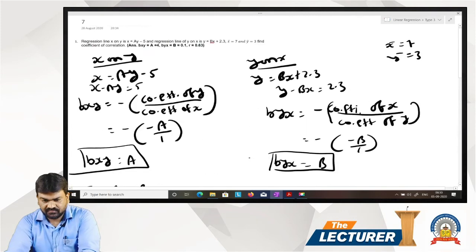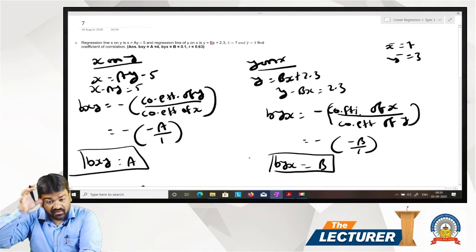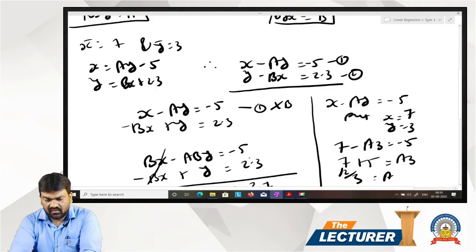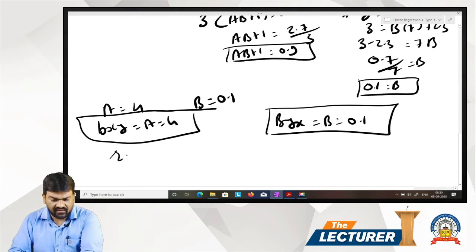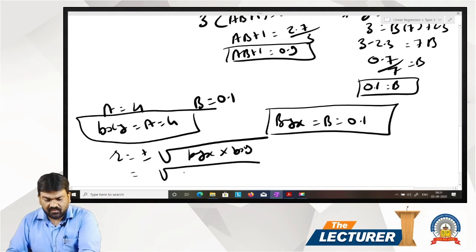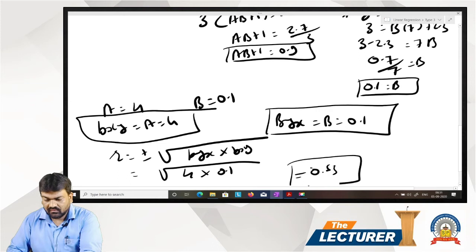Okay, now we have to find out correlation coefficient. Okay, correlation coefficient r is equal to plus or minus under root byx multiplied by bxy. Both are plus, so plus 4 multiplied by 0.1, that is 0.4, we take its root, so 0.63. 0.63 is R. This is your answer.